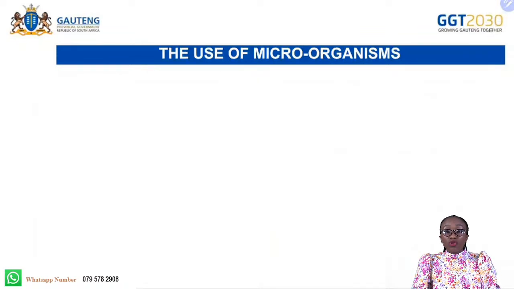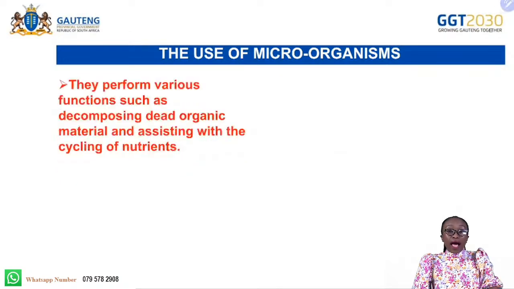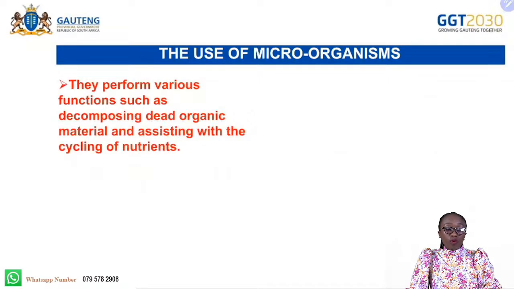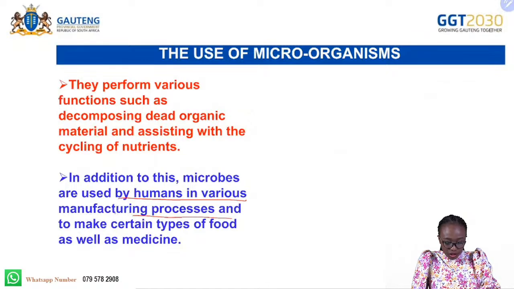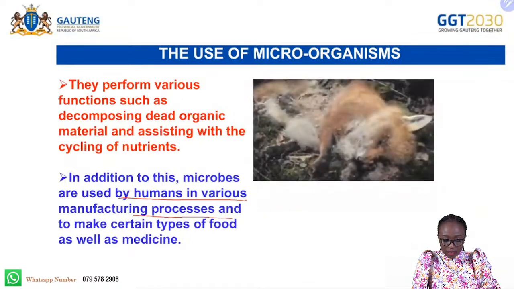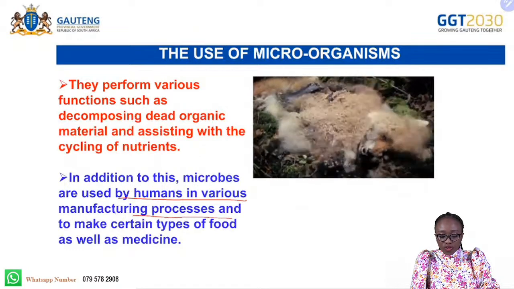Now, let's talk about the use of microorganisms. Where are microorganisms used and how are microorganisms used? We already know that microorganisms are small organisms that are too small for the eye to see. They perform various functions such as decomposing of dead organic material and assisting with the cycling of nutrients. In addition, microorganisms are used by humans in various manufacturing processes and to make certain types of foods and medicines.